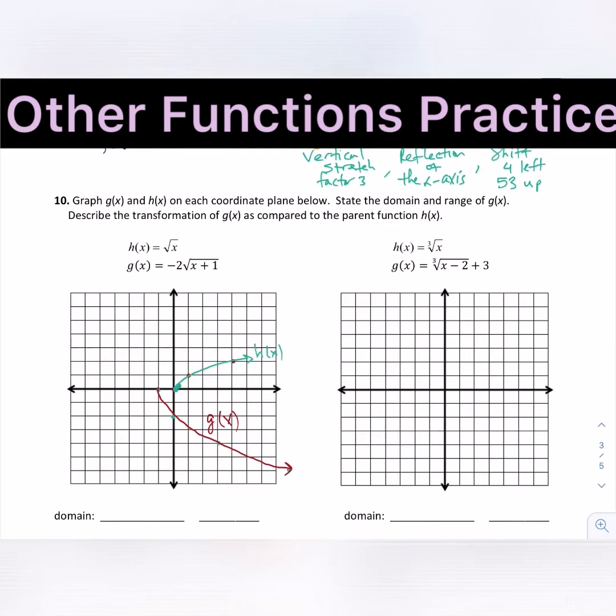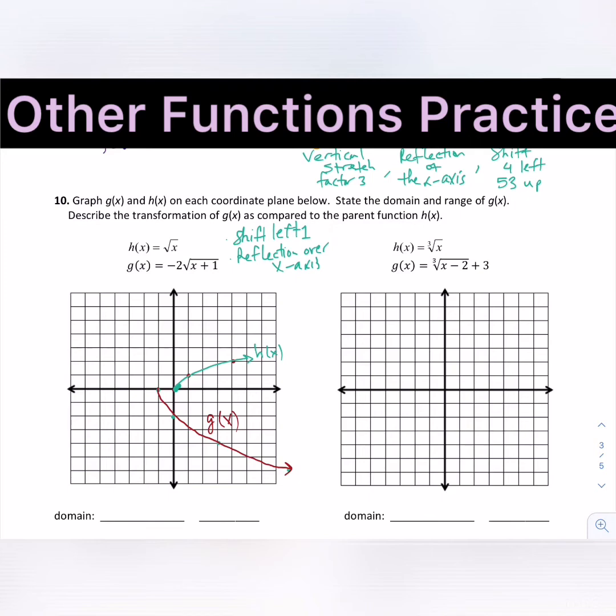And what kind of transformations do I have here? Well, this is going to tell me there is a shift of left 1, which you can see. Left 1. And there was also a reflection over the x-axis.